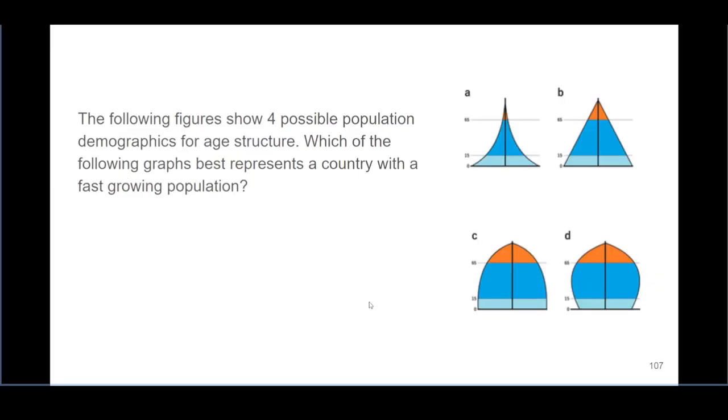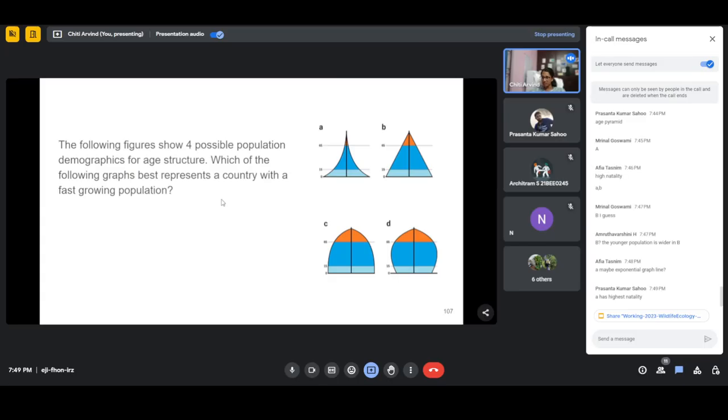Let's go to the slide. So here you can see the light blue on graph A and graph B. The number of individuals in light blue as a proportion of the number of individuals in this darker blue, as compared to the number of individuals in light blue here to the number of individuals in dark blue here, which would be greater? Just visually, could you tell me which will have a higher proportion of younger individuals?